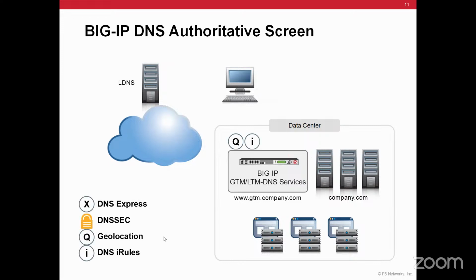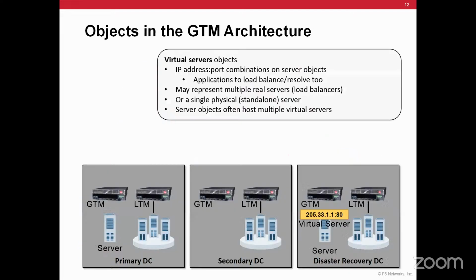These are the features you get when you apply DNS and GTM in front of your DNS server: DNS Express, security, geolocation, iRules. These are the main objects of GTM architecture. Basically, objects means configuration or objects which are tied together for GTM to make a decision in answer to the DNS query. What are those? Those are virtual server. It's like an LTM virtual server, an IP and port.